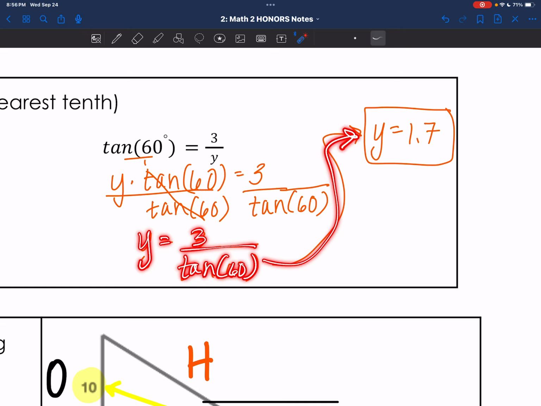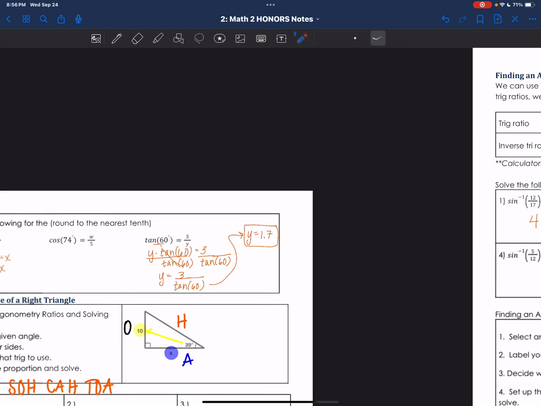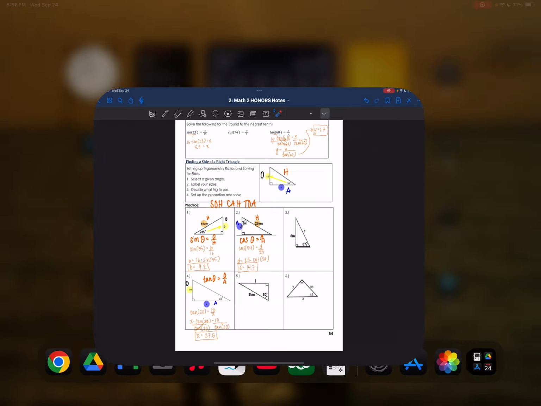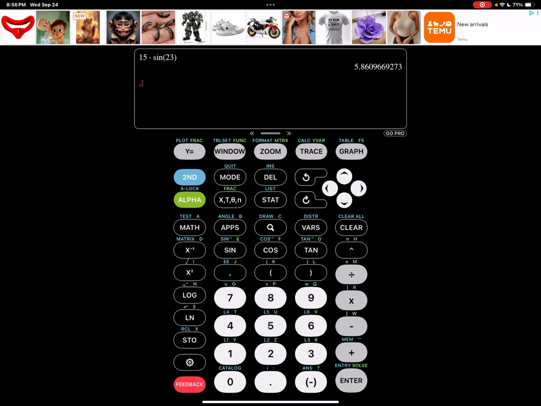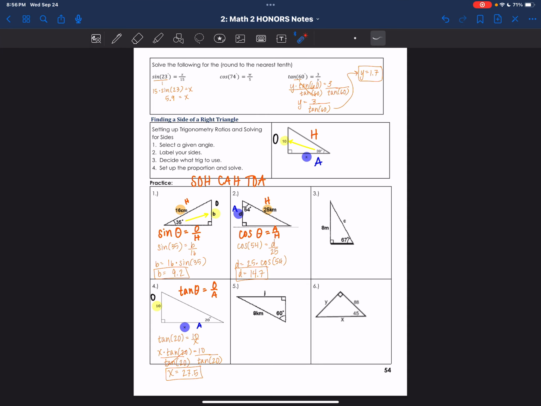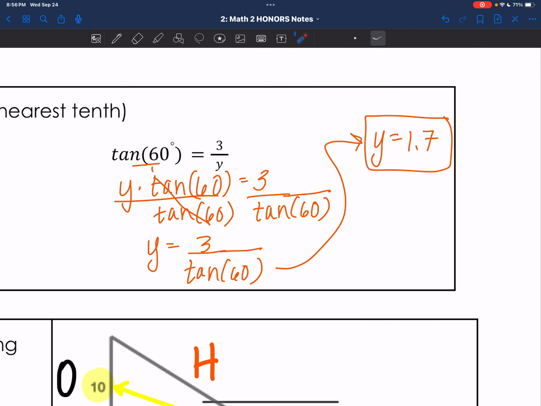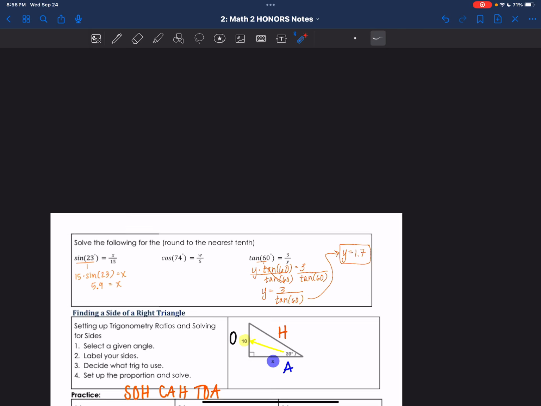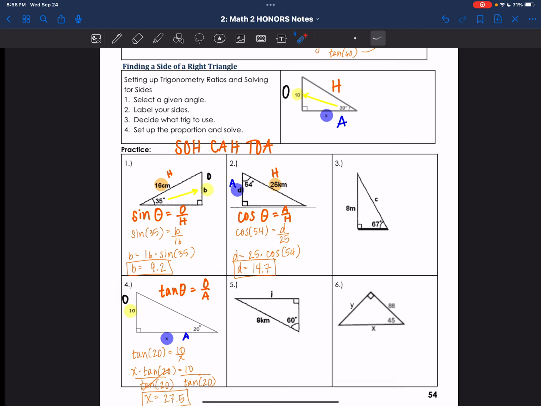Now we're going to come over here and enter that in, but make sure you go 3 divided by tangent 60. Clear, 3 divided by tangent 60, press enter, and there's your answer. You get 1.73, so rounding to the nearest tenth, that's 1.7.